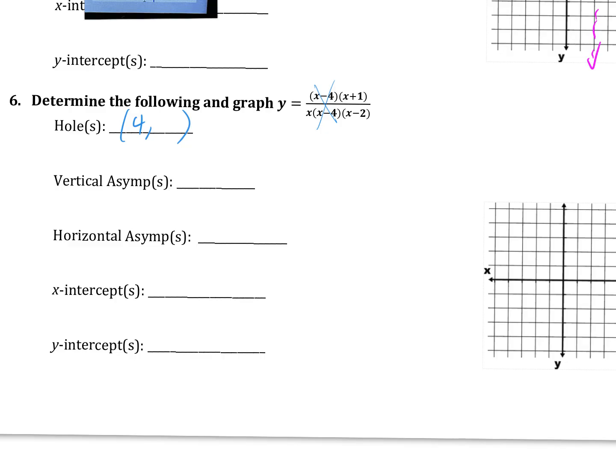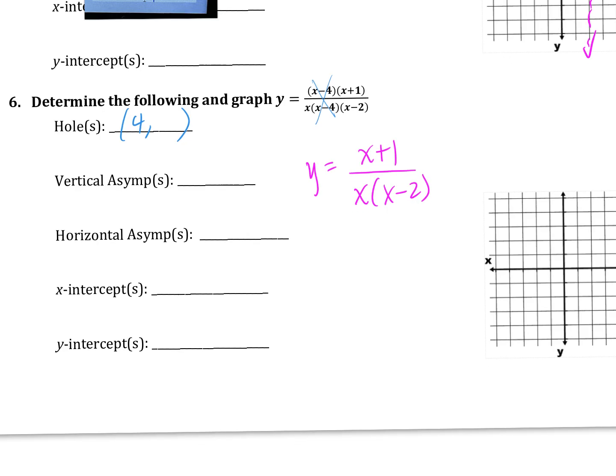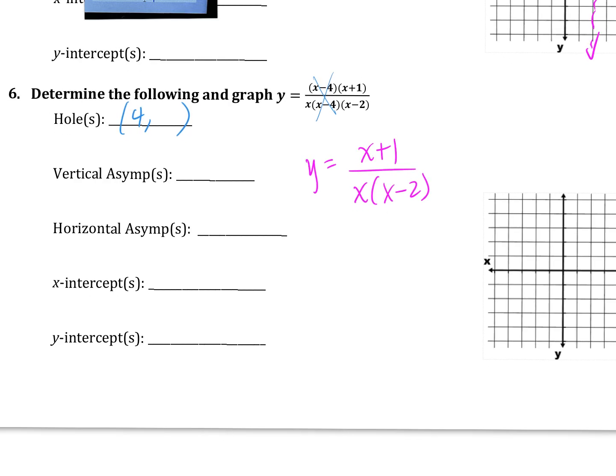I want us to rewrite our function without the hole in it. We got a little X plus 1 on top, X and X minus 2 on the bottom. Then we're going to plug that 4 back into what's left and see where the hole is happening. What's 4 plus 1 on the top? 5. What's going on the bottom if X is 4? 4 times 4 minus 2. 4 minus 2 is 2, times that 4 is 8. So we have 4, 5/8.